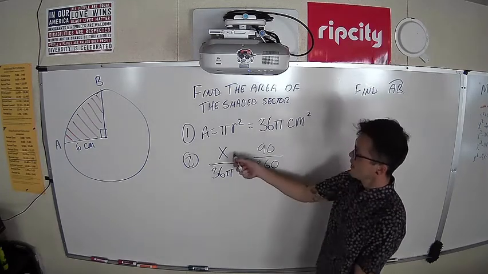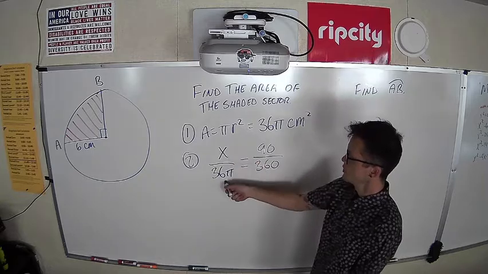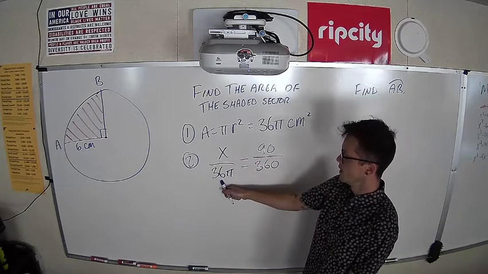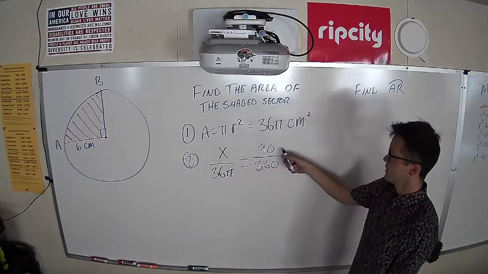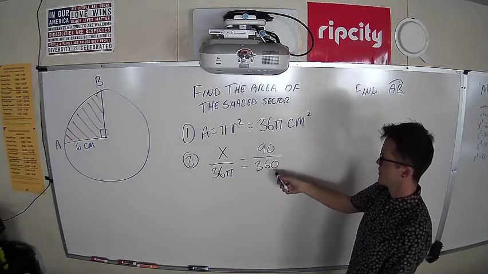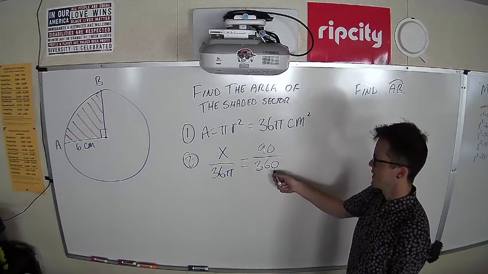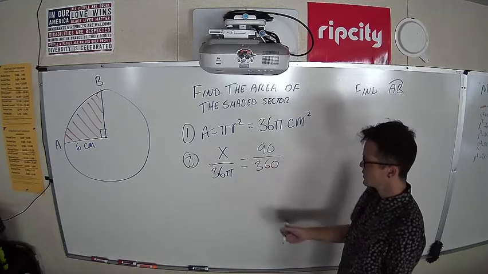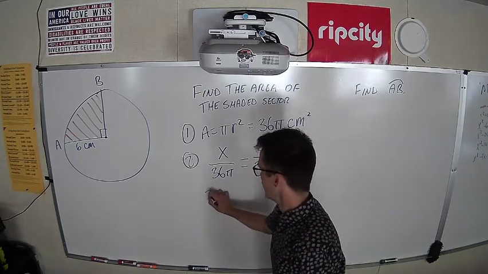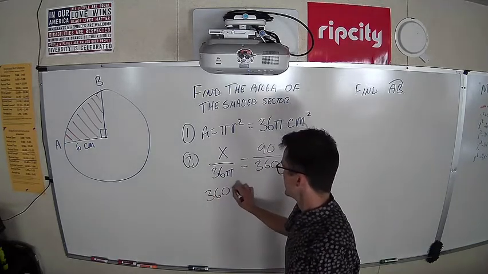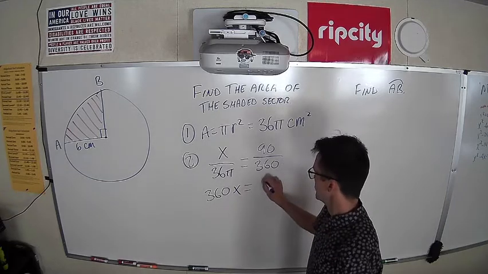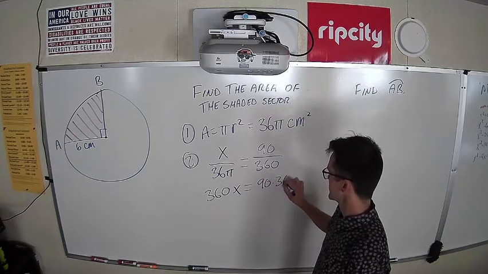So we're saying the area of our sector is to the area of the entire circle as the angle measure of our sector is to the angle measure of the entire circle. And then we'll do a little bit of cross multiplication here. We'll learn that 360 times x equals, well, whatever 90 times 36 pi is.